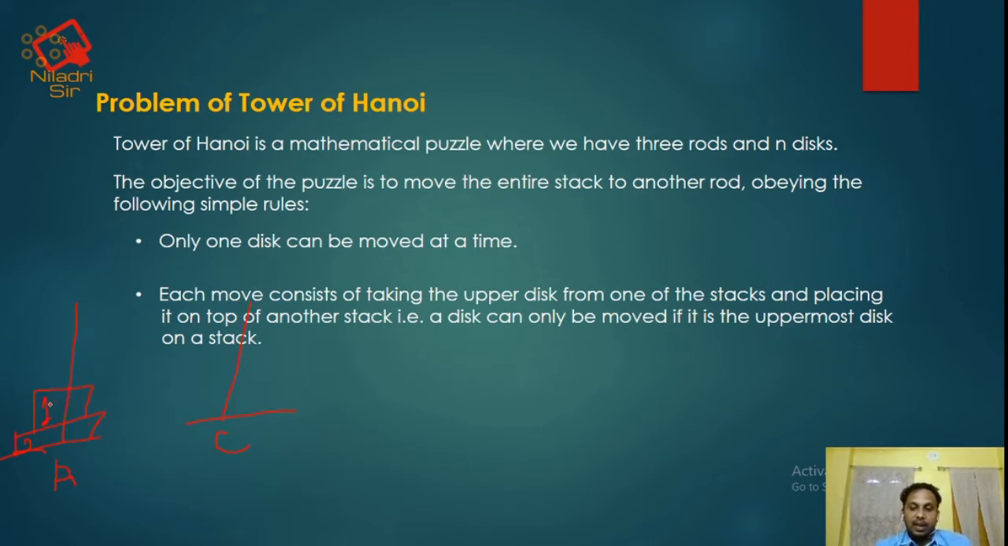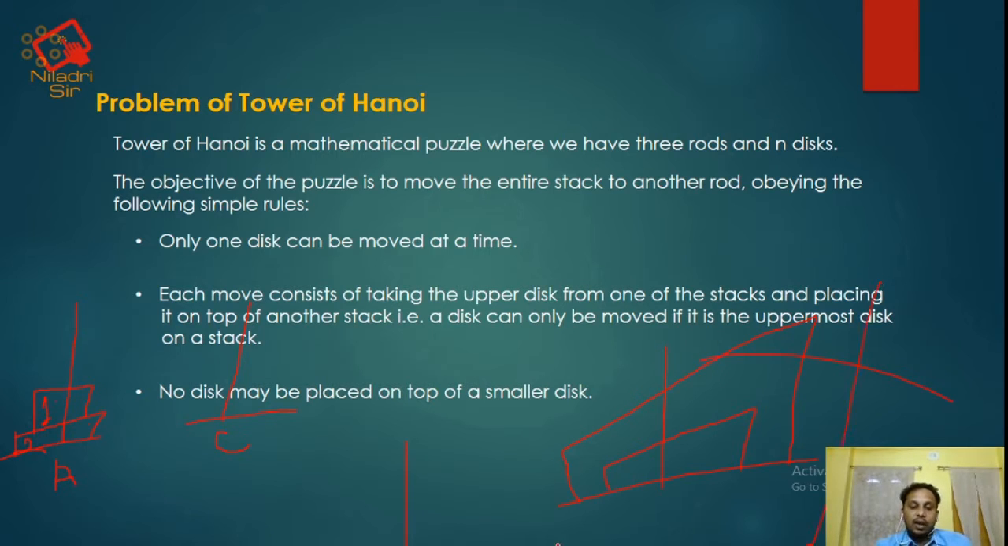And what is the third one? No disc may be placed on top of a smaller disc. Suppose this is a rod, there is this disc, so we cannot put a big disc over it. This is not possible. So which one is possible? Suppose this is a big disc, so above it we can always place a small disc.